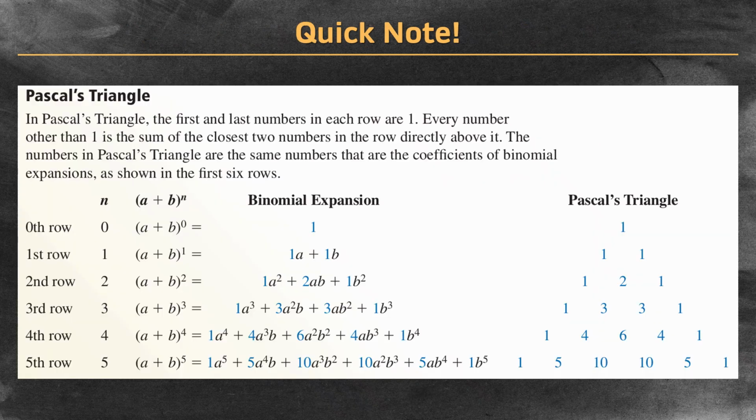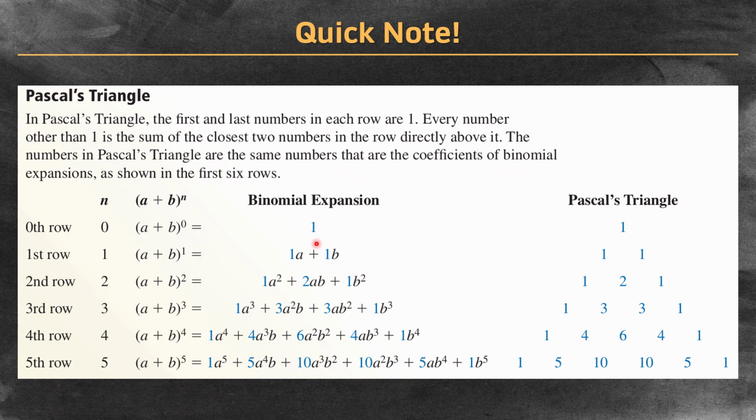Now, a quick note, I'm giving you this Pascal's triangle. This Pascal's triangle is all about how you can use the numbers in Pascal's triangle to find the coefficients of binomial expansion. Now, we have (a + b) to the power of n. So let's take a look. If it's the power of 0, it's always 1.